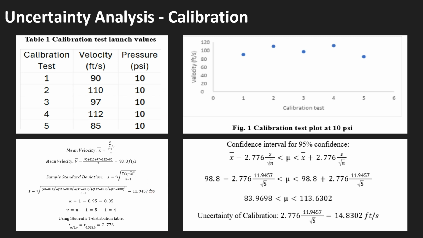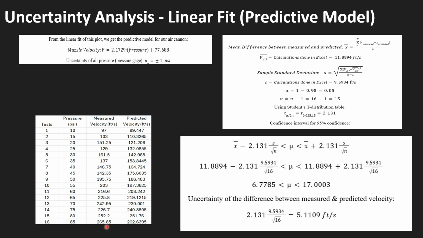Now, this is a little bit larger uncertainty than we'd like, but it's obviously not too far off from what we expected. The next part of our uncertainty analysis was seeing how our predictive model, the linear fit line we had, actually compared to our measured velocity. As you can see in this table here, we have our pressure with our measured velocity and the predicted velocity that we got by plugging the pressure into the predictive model.